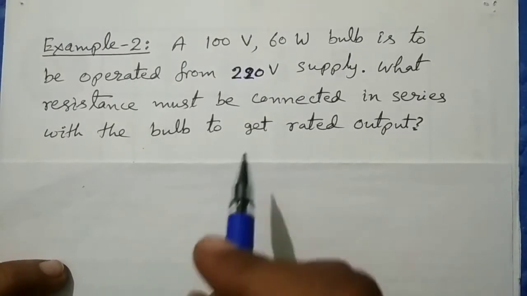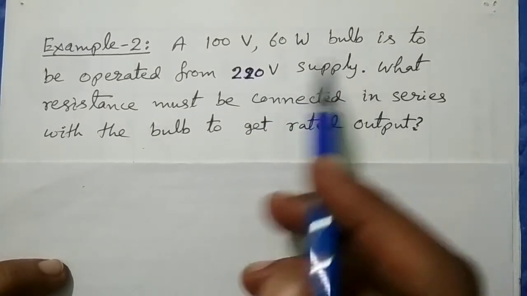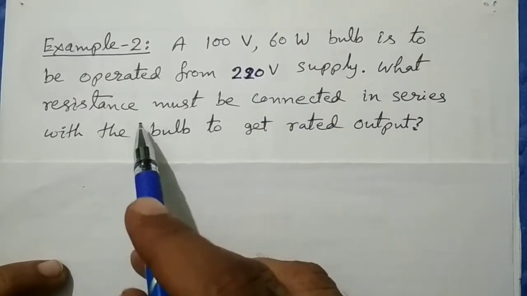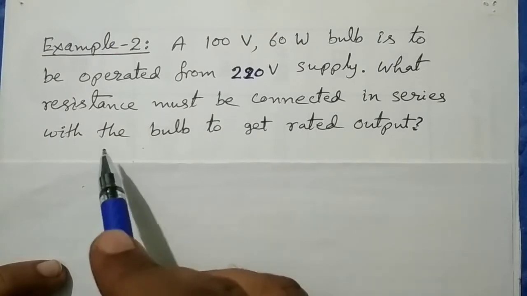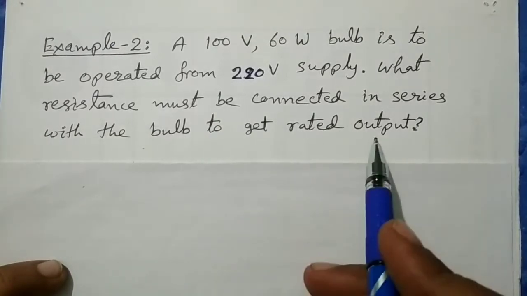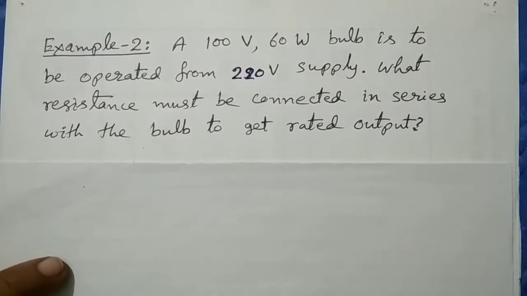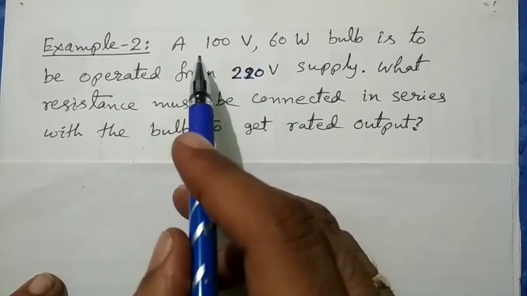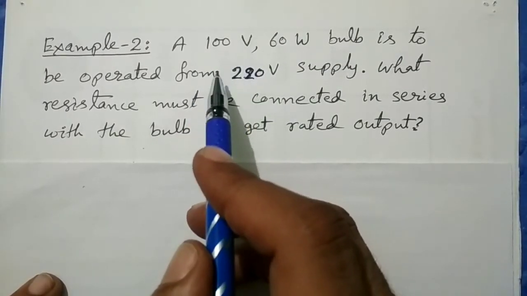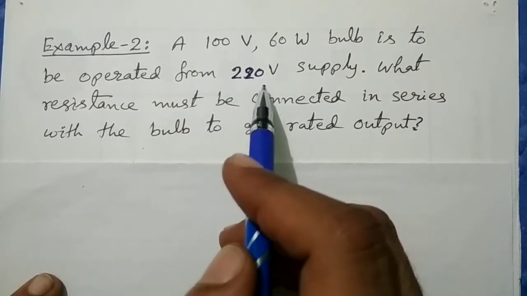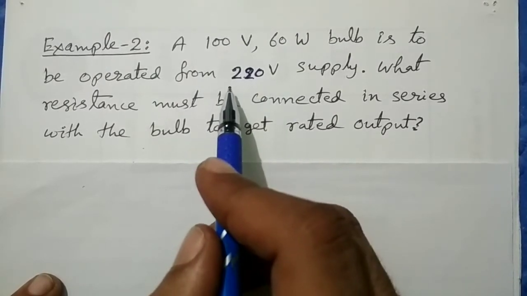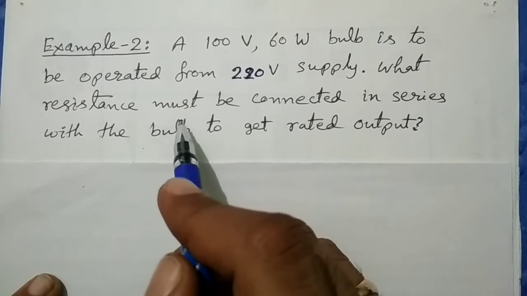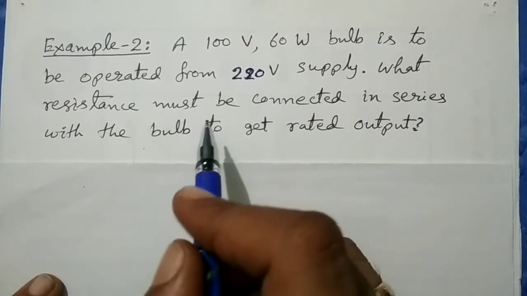The question is a 100 volt 60 watt bulb is to be operated from 220 volt supply. What resistance must be connected in series with the bulb to get the rated output? The question is, we have a bulb of 60 watt and the voltage level of the bulb is 100 volt. If we connect the bulb directly to 220 volt supply, then the current rating will be very high and the bulb will be fused.